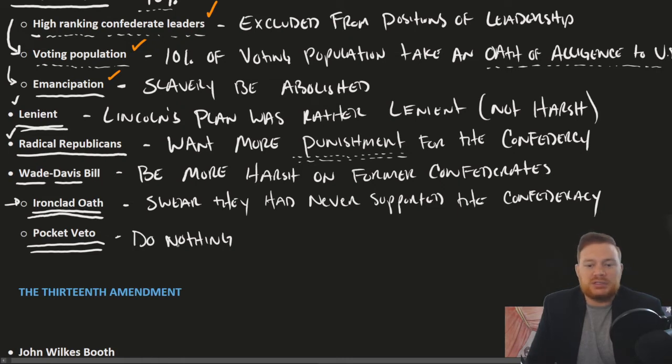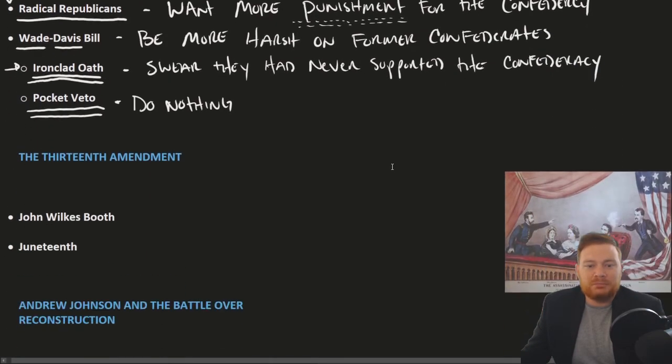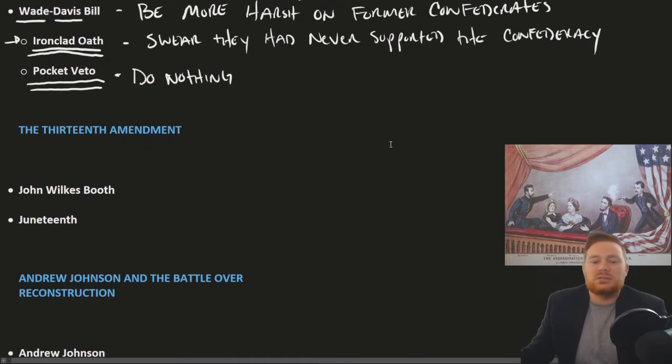At the very least, we could say that his inaction was kind of a non-support for that particular bill. So he did nothing, and eventually the Wade-Davis bill expired. However, Lincoln's plan and his vision for Reconstruction would never get fully realized. Just a couple of days after the Civil War concluded, John Wilkes Booth, a pro-Confederate, pro-Southerner, assassinated Lincoln.